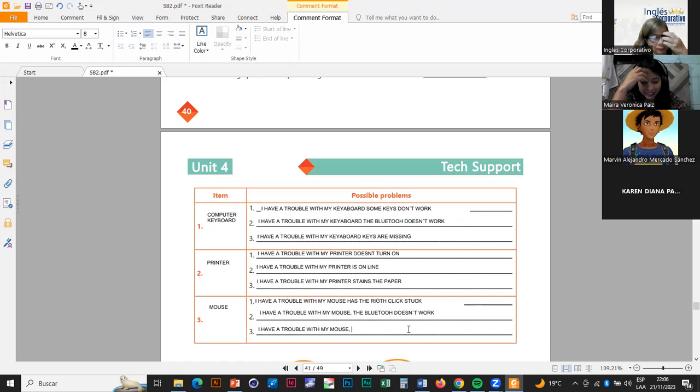Entonces, le puse yo, I have a trouble with my mouse. No se puede poner que no corre, ¿verdad? It doesn't run. Como que no funcionara. It doesn't work. Or it's out of order. Es lo último que esperaríamos que nos pase, ¿verdad? Que no funcione. Yeah, you're ready. Que nos lleguen a revisar.